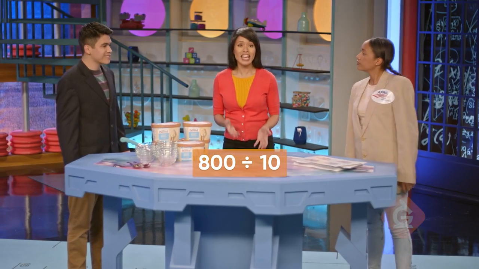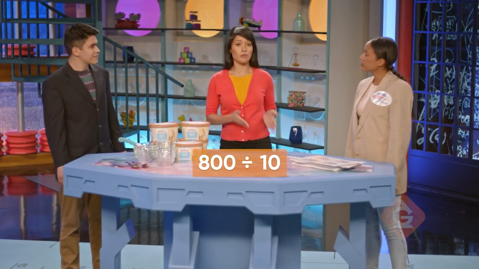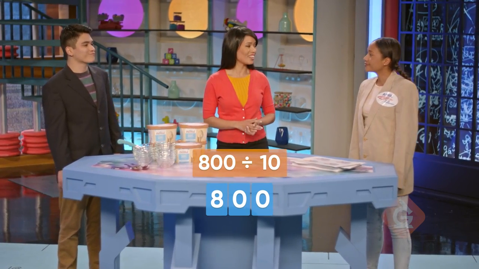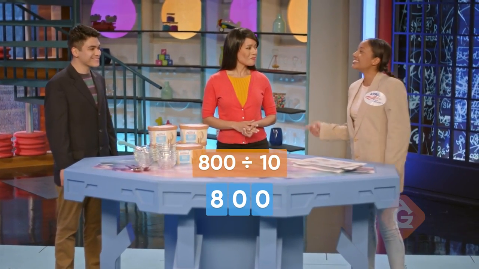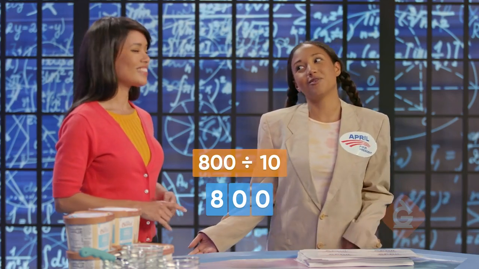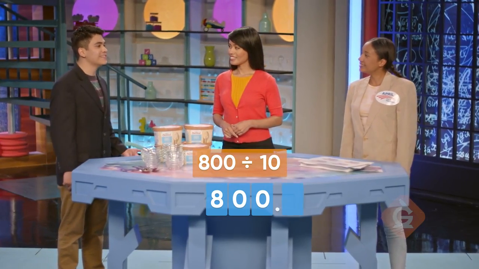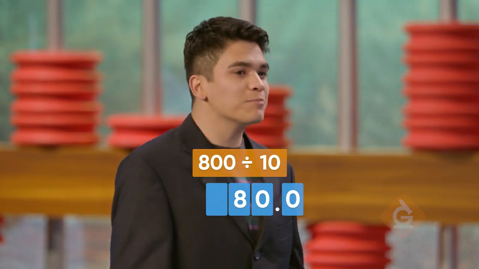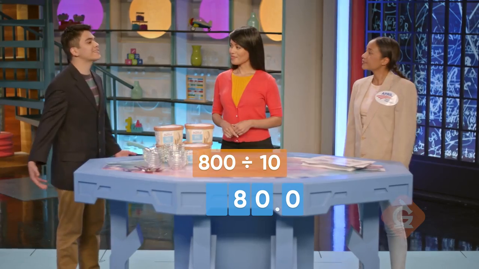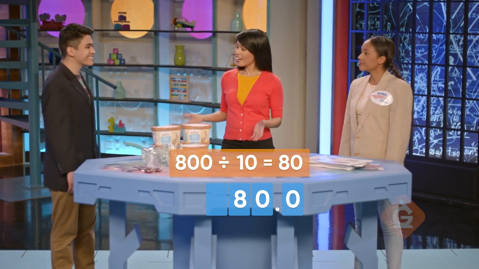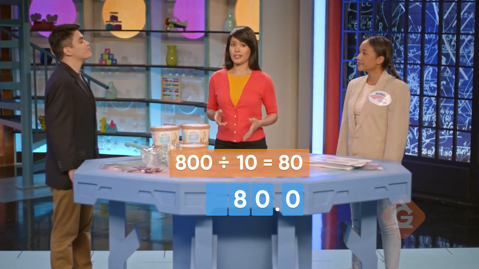Yes, when you divide by 10, you're making the number 10 times smaller. So you move all the digits one place value to the right. That makes sense, since division is the opposite of multiplication. So, to solve 800 divided by 10, we just move all the digits one place value to the right, which makes the answer 80.0, which is the same as 80 stickers. That's right. Marcos, how are you going to campaign?